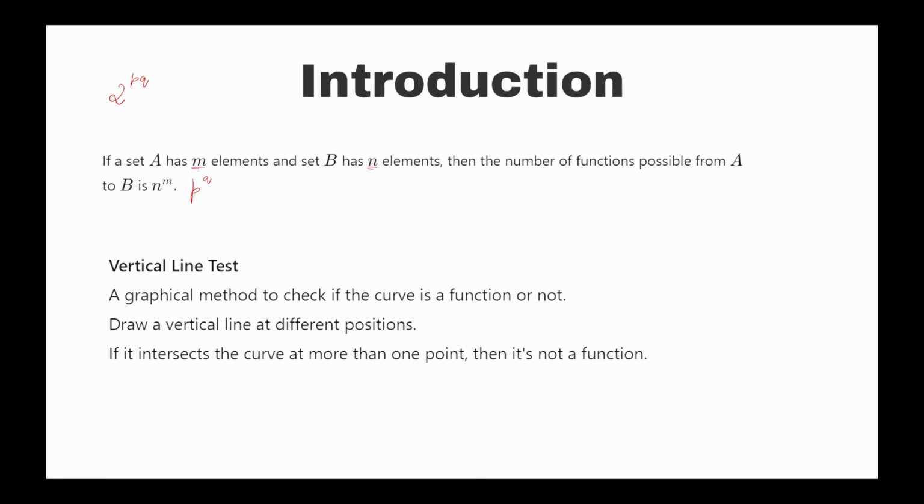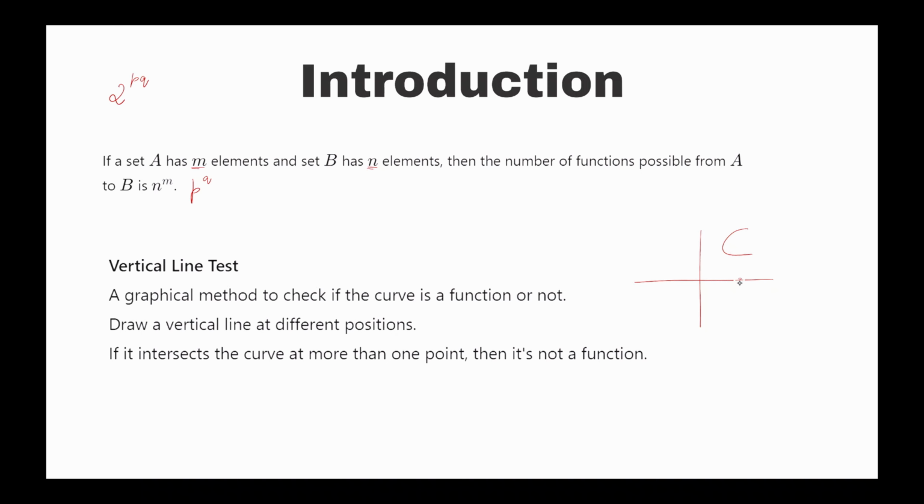Now, to check whether the equations or things provided to you are a function or not, there is a graphical method, which is the easiest way to check it out: the vertical line test. Let's say this is my coordinate axis and I have a graph in this way. This is my graphical function.